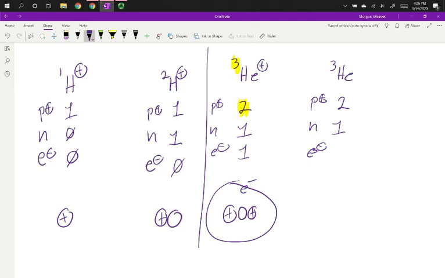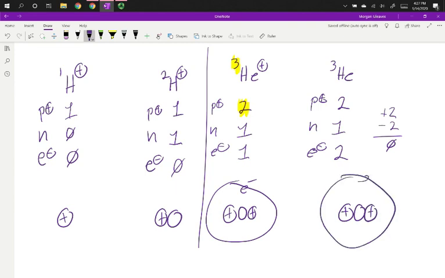If I go and look at my other helium here, it doesn't have a charge. So there are two positives. I need to make them both go away. So I need two negatives to make them go away. Basically, plus two minus two is equal to zero. So for this symbol, for He3 with no charge, I must have one proton, one neutron, my second proton, and around it would be two electrons. So this is how we look at the symbol in order to determine what the parts of the atom are that we're talking about.